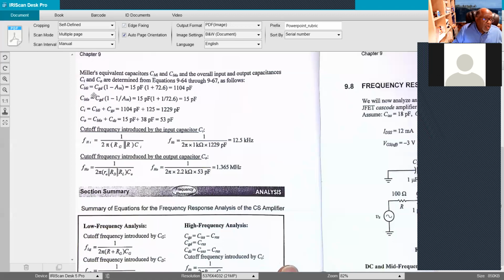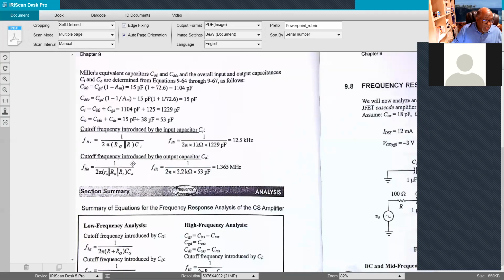Using Miller's theorem, our gate to source capacitance, which we just calculated, and a gain, which we had calculated earlier, give us our C Miller in. Our C Miller out is gate to source capacitance times our gain factor. Our input capacitance is the C Miller in plus the gate to source capacitance. And the output capacitance is C Miller out plus C drain to source. With all that, we can calculate our high frequency poles.